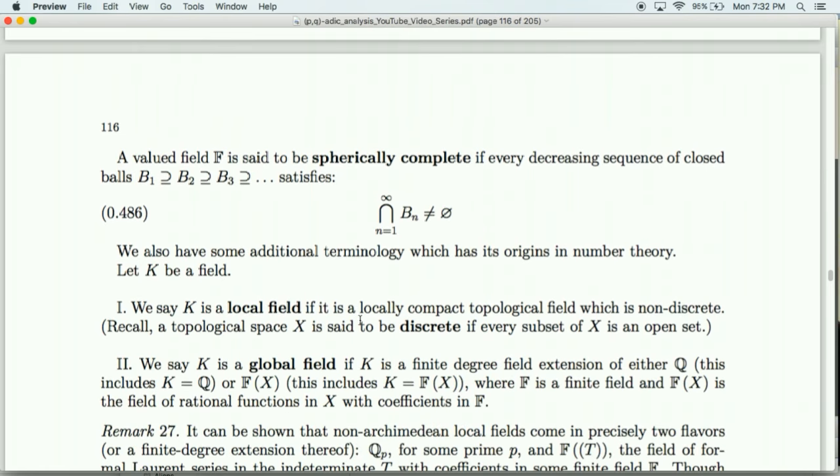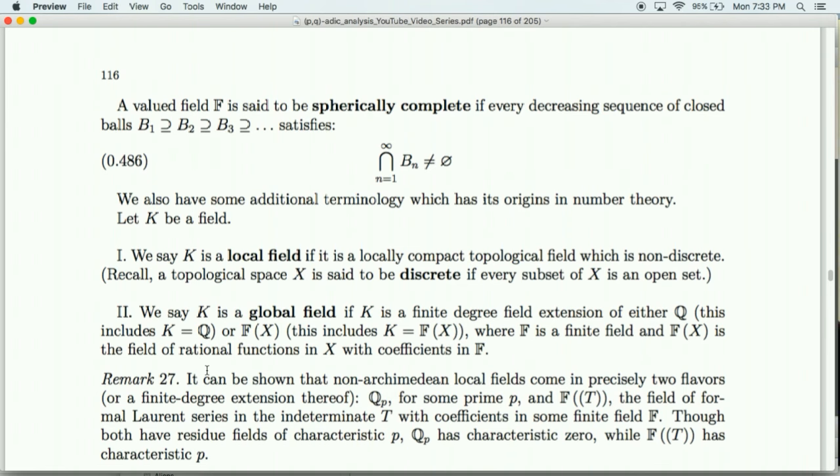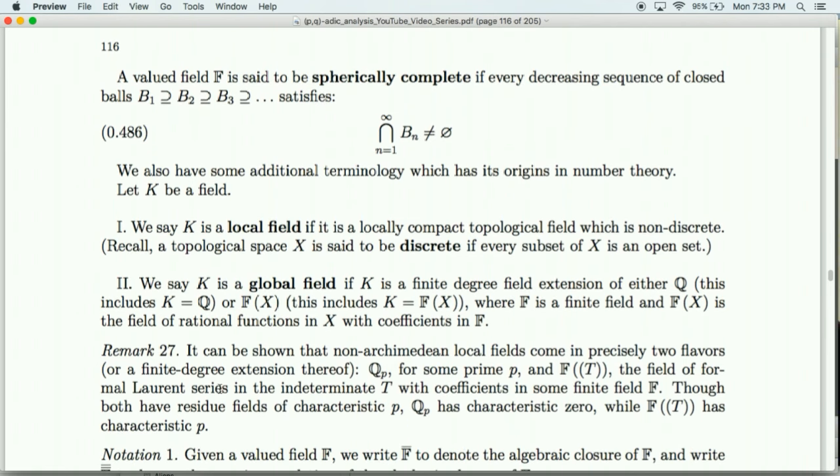A local field is a field which is locally compact as a topological space, and its topology is non-discrete. You can forget this in a moment because I'm just going to tell you what local fields are, likewise with global fields. So a global field for us is either the rational numbers or a finite degree extension of it, or it's a field of rational functions over a finite field or a finite extension thereof. Local fields, on the other hand, are an important concept.